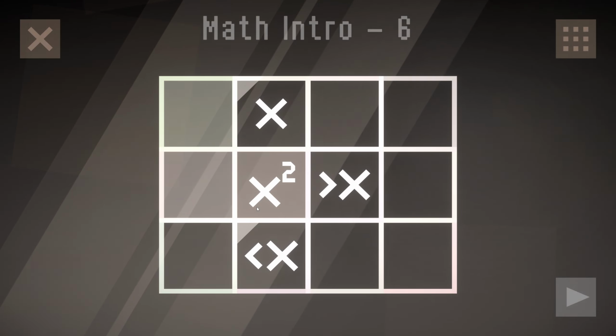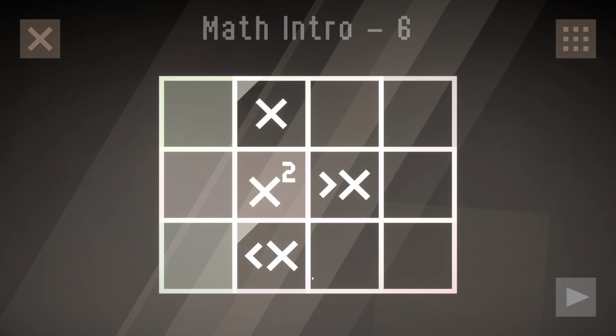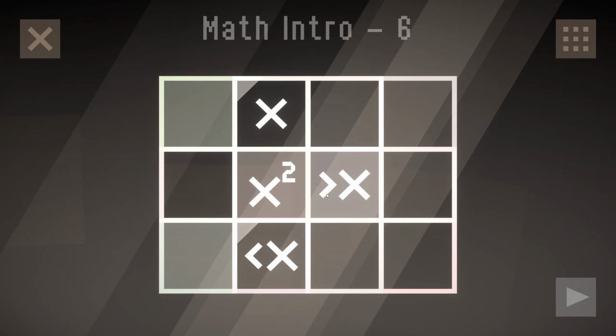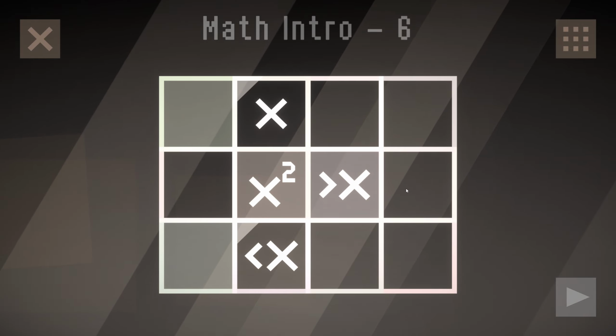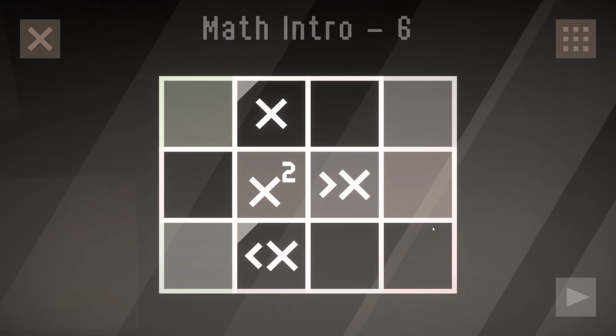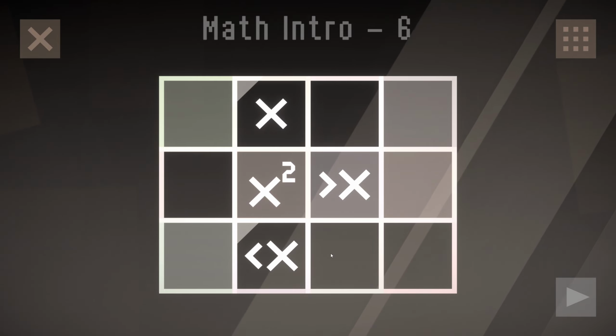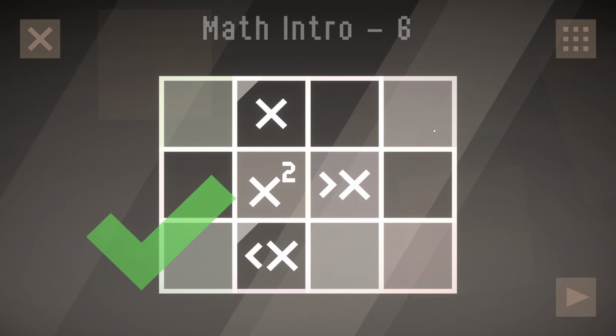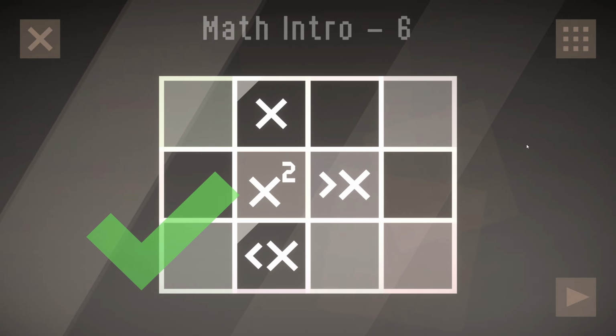That's 3. That's 4. That's 2. 3, 4. But then less than 3 can't be... Less than 2 can't be 3. We've lucked into it. Using logic to get there, but we found it.